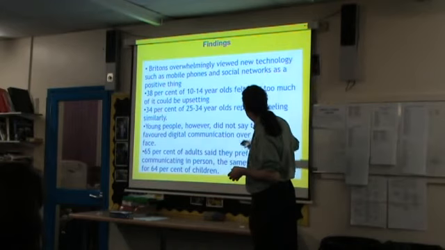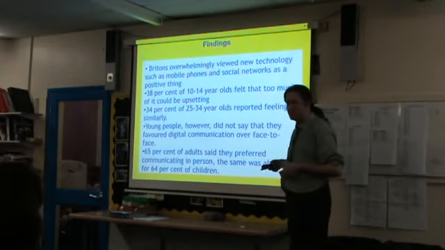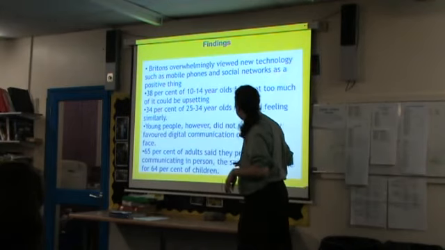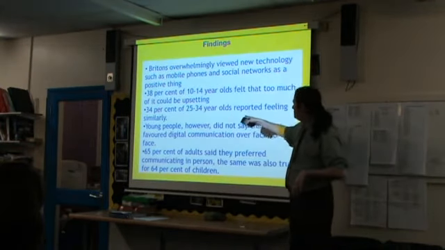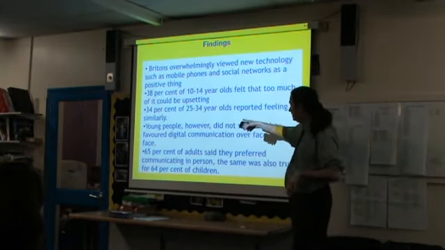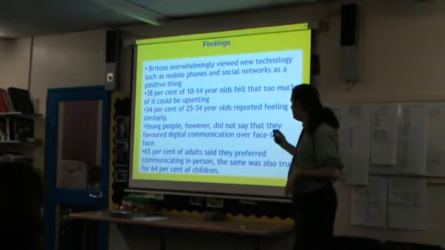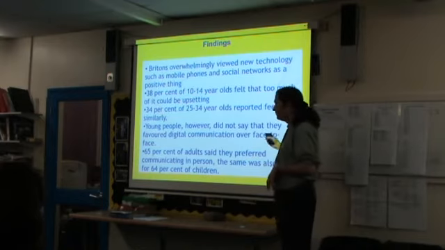38% of 10 to 14-year-olds felt that too much of it could be upsetting. So obviously they'd be tweeting each other or texting each other, telling each other how upset they were and then down. 34% of 25 to 34-year-olds reported feeling similarly. This is very important, I think. Young people, however, did not say that they favoured digital communication over face-to-face.